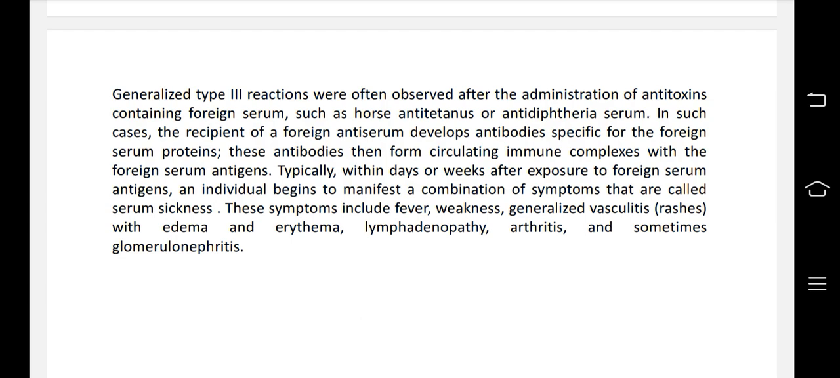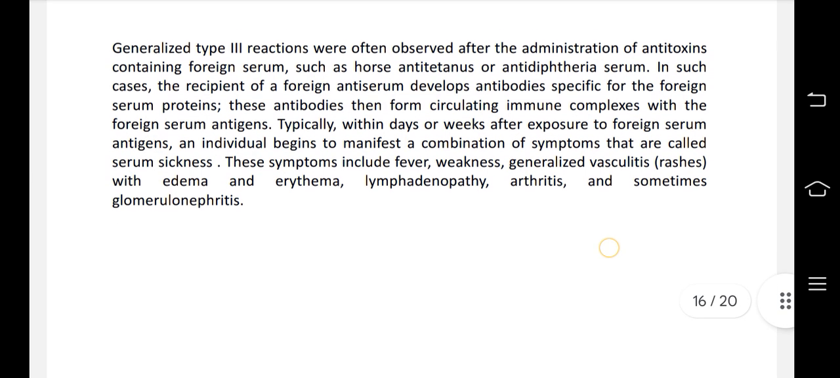These symptoms include fever, weakness, generalized vasculitis or rashes with edema and erythema, lymphadenopathy, I'm not sure of the pronunciation, arthritis, and sometimes glomerulonephritis.